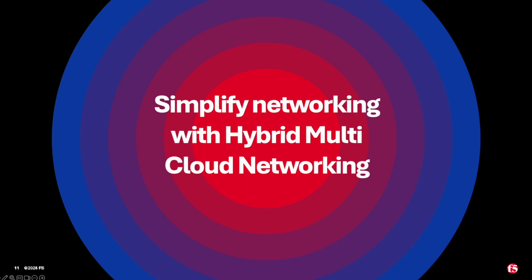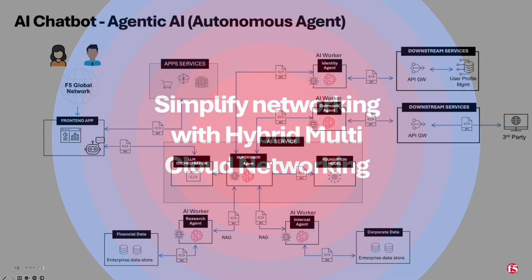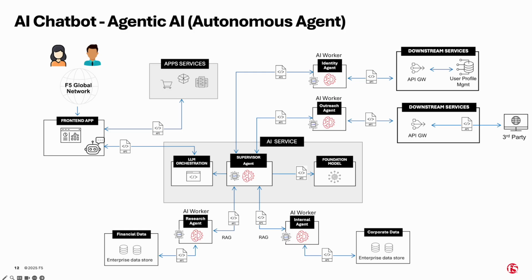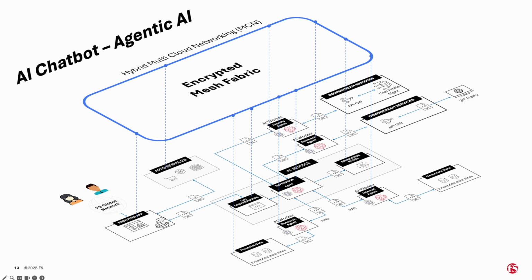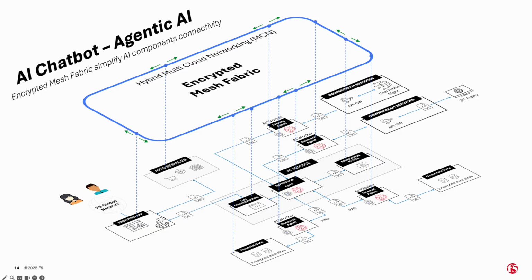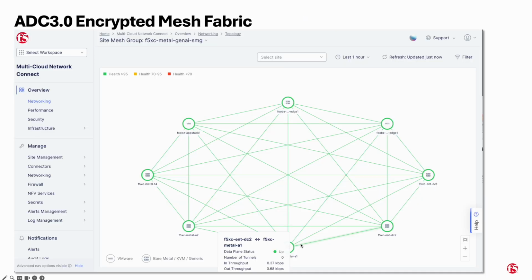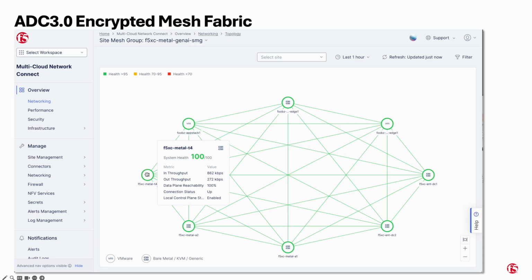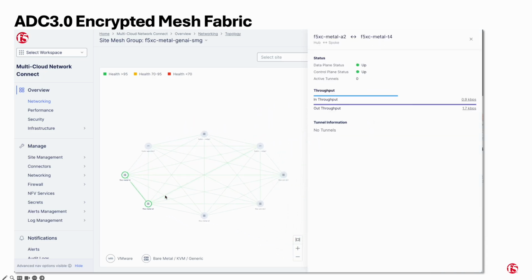Let's start with simplifying networking of agentic AI services with hybrid multi-cloud networking. AI typically runs across different cloud and on-prem environments, making networking and security complex. It is a distributed environment. ADC 3.0 multi-cloud networking capabilities simplify this by creating an overlay encrypted mesh fabric to facilitate AI component communications. This encrypted mesh fabric provides encryption on all AI communications for security, enforcing zero trust, meaning no AI component can interact without explicit permission, supporting hybrid and multi-cloud deployment without added complexity. This is an encrypted mesh fabric, securely connecting various AI components to create a smart and resilient network. In addition to encryption, the platform provides real-time visibility and monitoring, making day-2 operations seamless, efficient, and easy to manage.